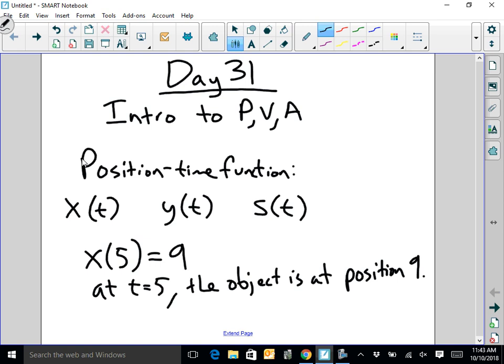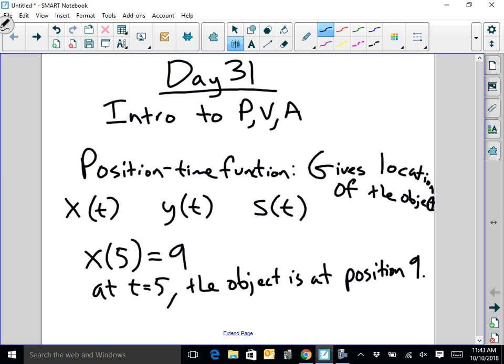Oftentimes this is on a number line or something like that, or sometimes they put it in the context of a word problem, like a distance between two towns, or a location of a train. The position time function gives the location of the object. So whenever we want to know where an object is located at a certain time, we want to use the position time function.